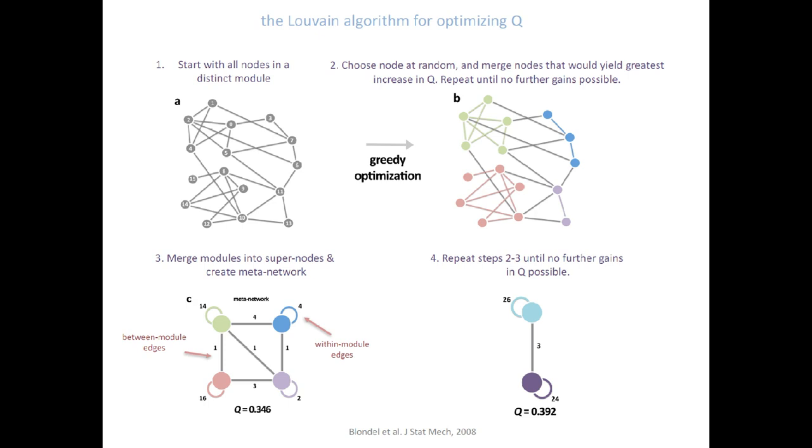How is this different to k-means clustering? Yeah. So with k-means, you have to tell the algorithm how many clusters to extract. This you don't.